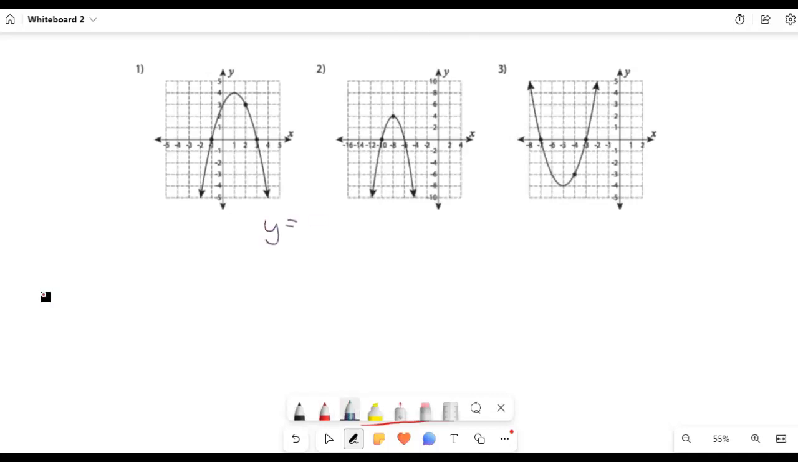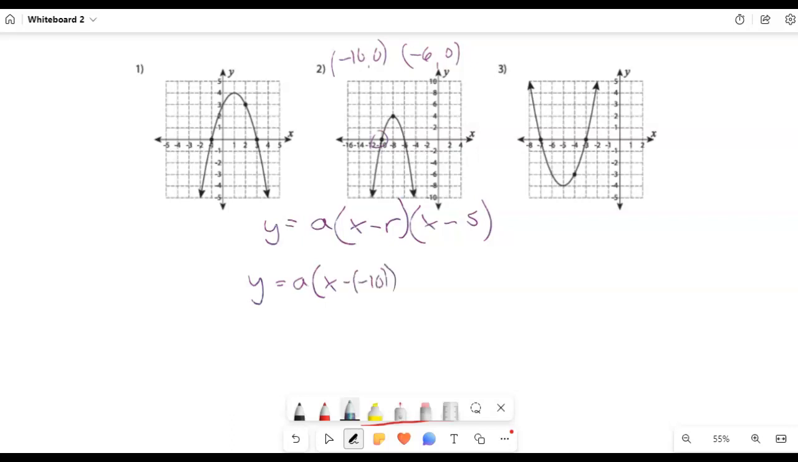I'm going to write the equation again, y equals a times x minus r times x minus s. And again, it doesn't matter what you use for r and s, it's just those are the points we're looking at. So we have -10, 0, and we have -6, 0 as our x-intercepts. So let's start with that. Y equals a times x minus -10, and then x minus -6. So you know immediately we're going to rewrite this as y equals a times x plus 10 and x plus 6.